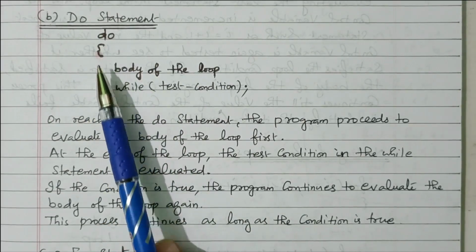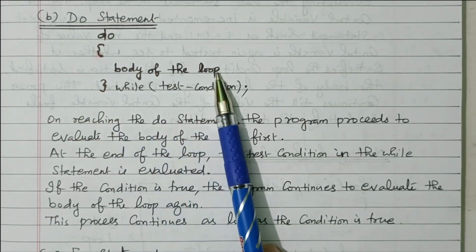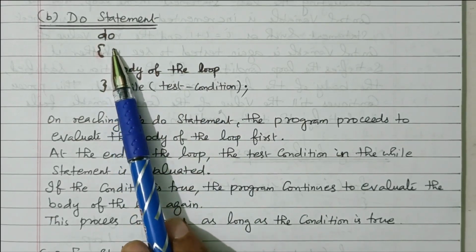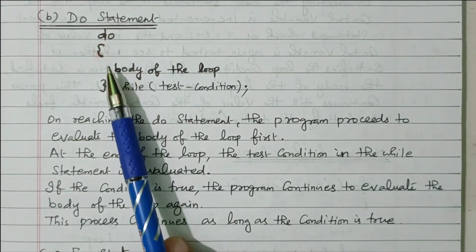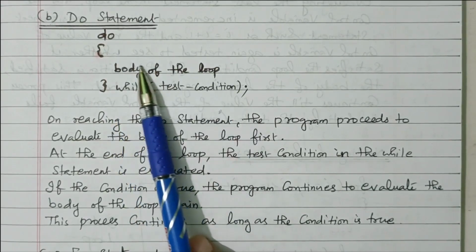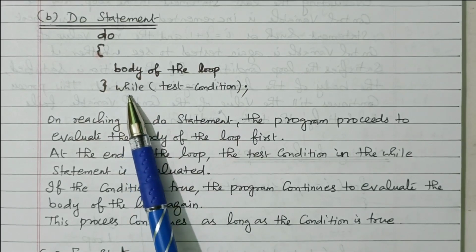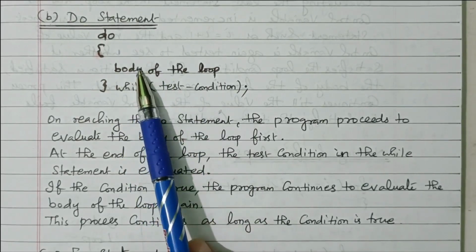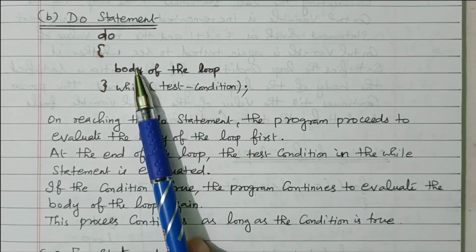Do, open the brace, body of the loop, then close the brace. So initially we are saying do this process. After executing the body of the loop, we are checking the condition, while test condition, right? So minimum one time it will execute the body of the loop, set of statements.